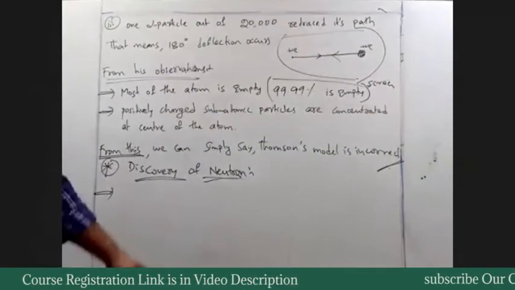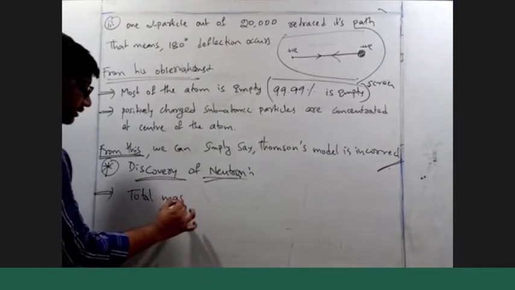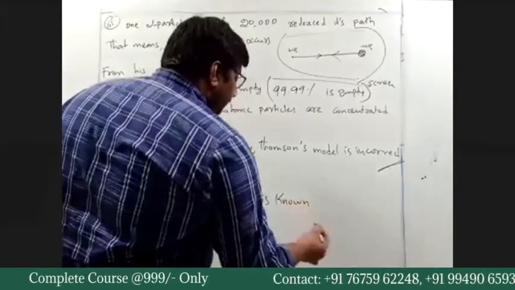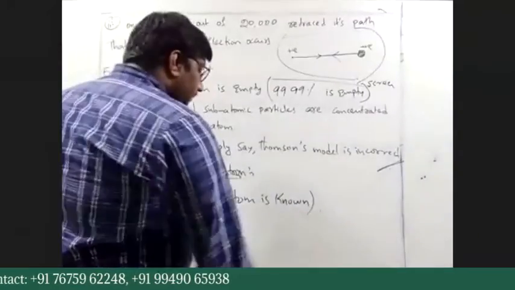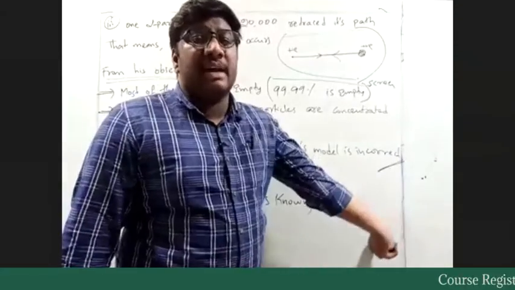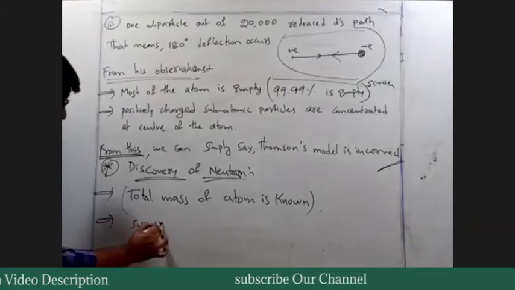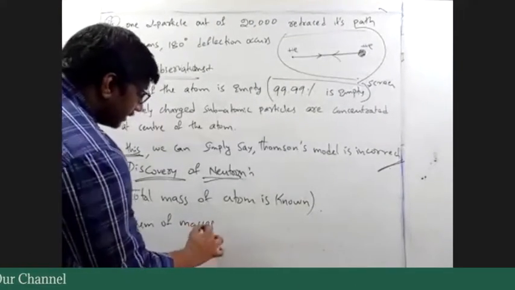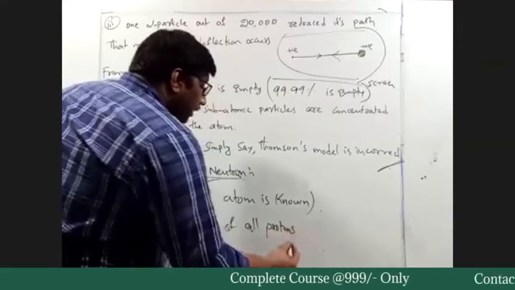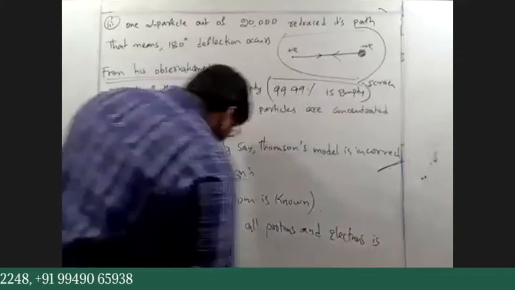So same thing we did here. The total mass of the atom is known to scientists, and they thought the atom consists of only protons and electrons. So the sum of masses of all protons and electrons is calculated.